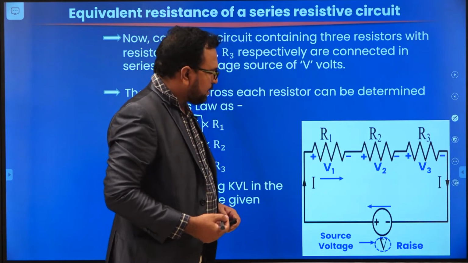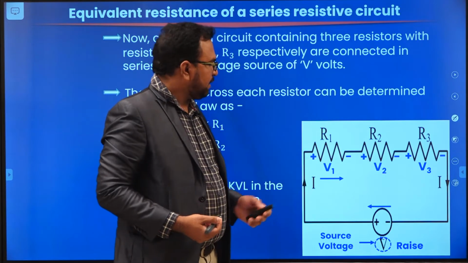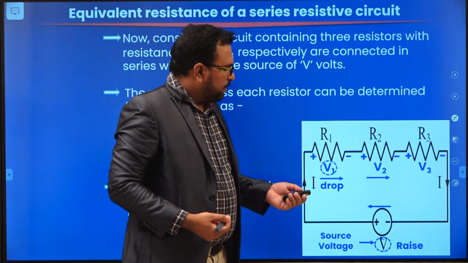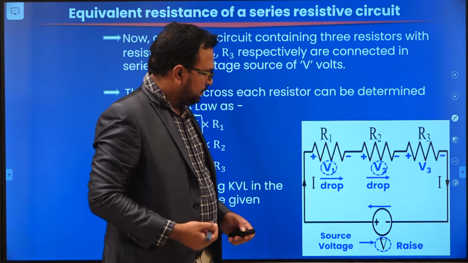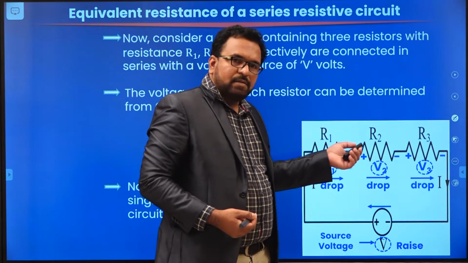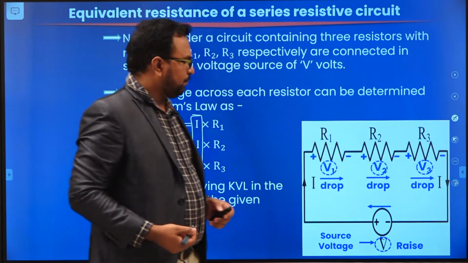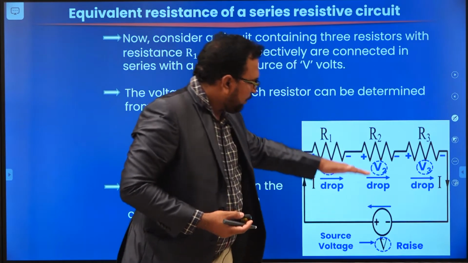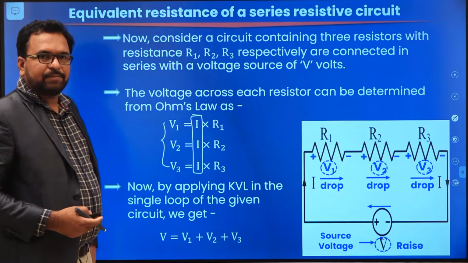Now in case of resistance R1, how is the current flowing? Plus to minus. Plus to minus means decreasing. Obviously V1 is a drop. Similarly, V2 is also a drop because current is flowing from plus to minus, and V3 is also a drop, because the current in the resistor R3 is flowing from positive to negative. Now if you apply KVL, the sum of the voltage rises is equal to the sum of the voltage drops. That means V equals V1 plus V2 plus V3.